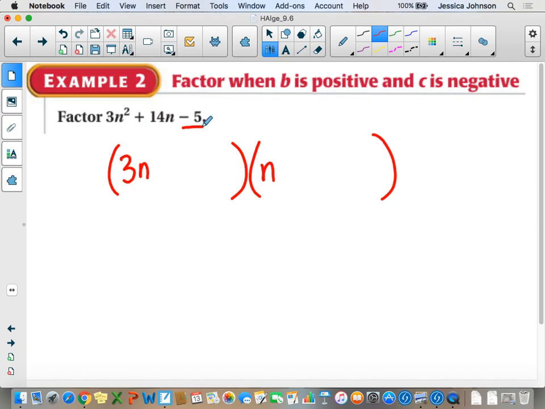Okay, this middle term is positive 14n, so I know I want something fairly big to end up in my middle term. Okay, and I need it to be positive, so that's going to tell me to put the positive 5 with the 3n. That's going to give me 15n. And then the negative 1 will subtract 1n from that 15n to give me positive 14n.